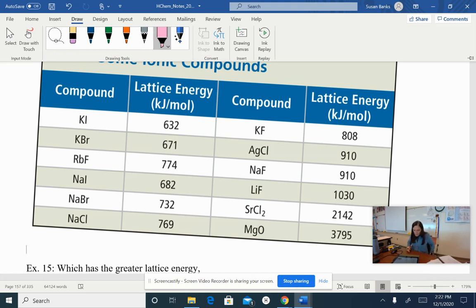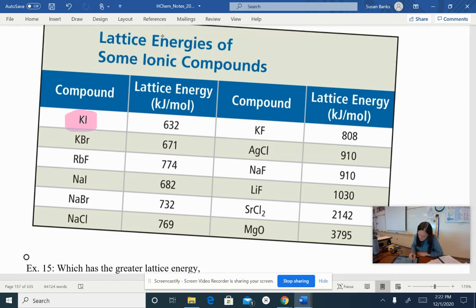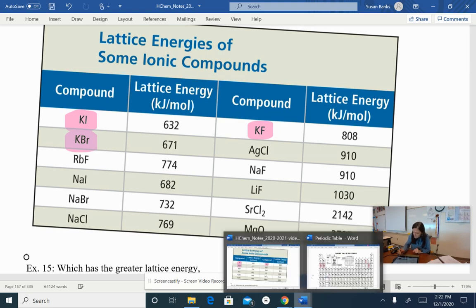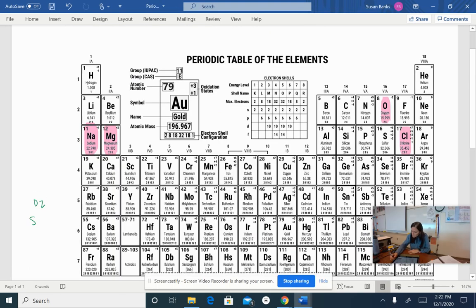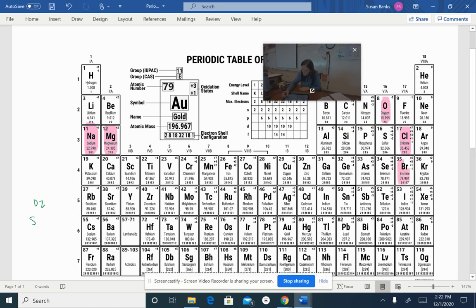I want to look at a bunch of things that are bound with potassium. So I've got potassium iodide, potassium bromide, and potassium fluoride. Now the potassium's the same, and the iodide, the bromide, and the fluoride are all -1. So the charges aren't all that different at all. So what we're going to compare is sizes. So let's look at size. So we have bromide and iodide and chloride.